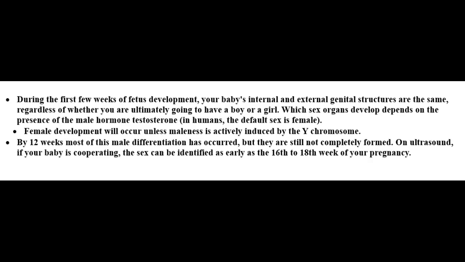At 12 weeks, most of this male differentiation has occurred, but they're still not completely formed. On the ultrasound, if your baby's cooperating, gender can be identified as early as the 16th to 18th week of your pregnancy. So it has to do with the testosterone that determines whether it becomes a male or a female.